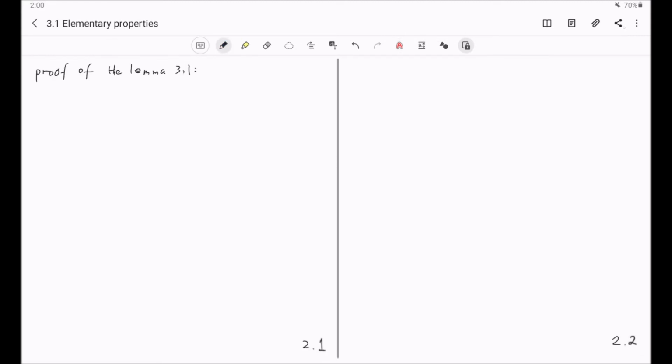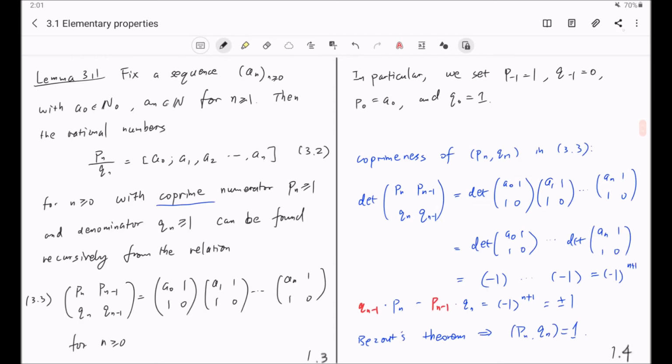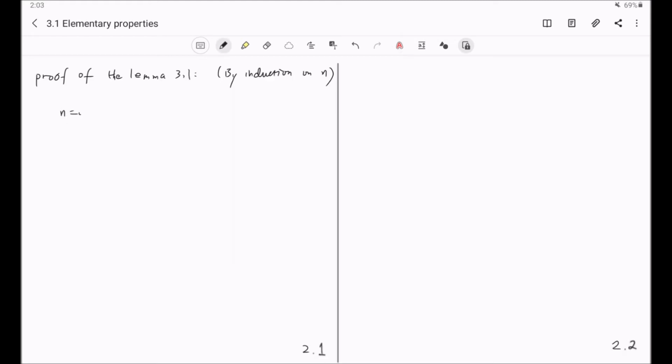Okay, now let's start proving this lemma. We'll prove this by induction on the integer n. So let's first look at what happens when n is equal to 0. When n equals 0, suppose you have this recursive relation 3.3, p0, q0, p negative 1, q negative 1 equal to a0, 1, 1, 0. Then immediately you have p0 equal to a0 and q0 equal to 1. Using this information, you immediately get p0 over 1 equal to a0, which is exactly what is given in equation 3.2. So the case when n is equal to 0 is trivial.